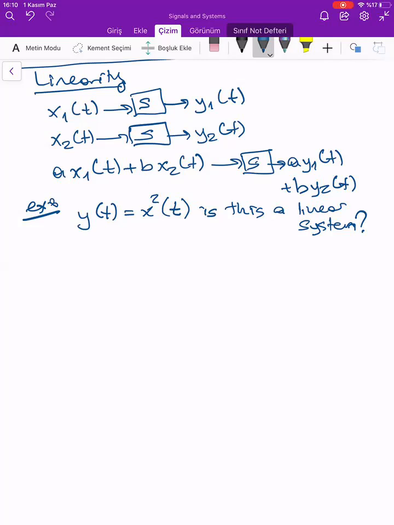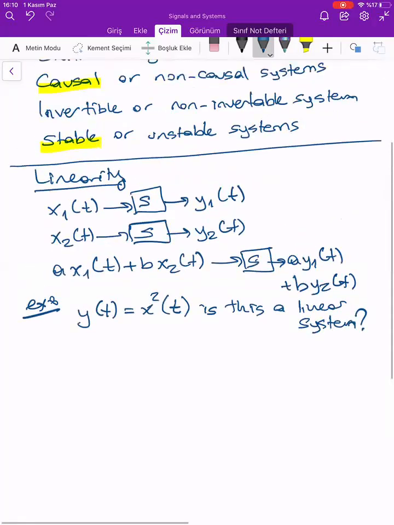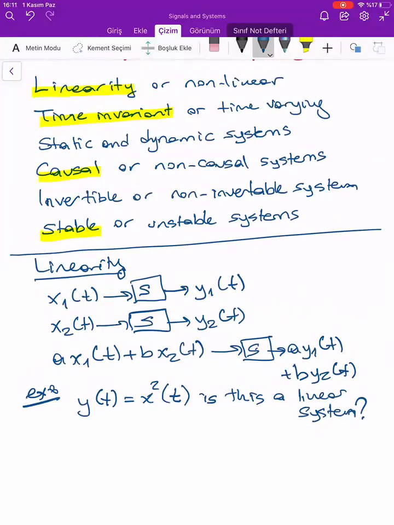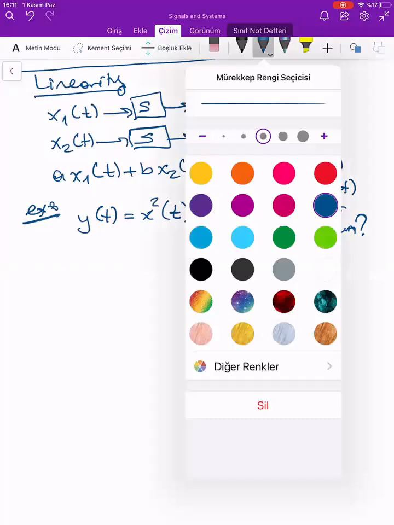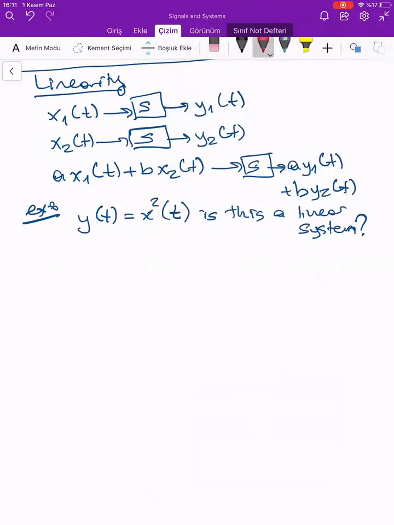If you want to solve this question, when I talk about these properties, linearity, time invariance, causality, or stability, you need to prove whether a system is linear or not, or causal or not. I will give you for each property some examples that you will be able to prove whether a system is linear or not. So how can we prove that?